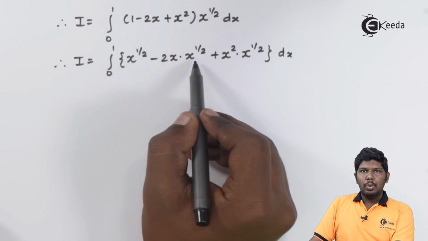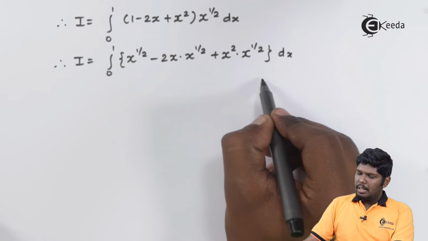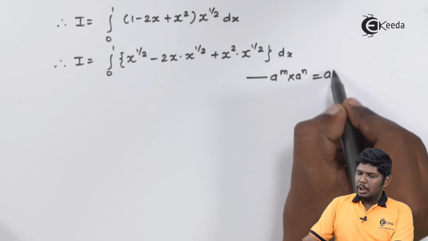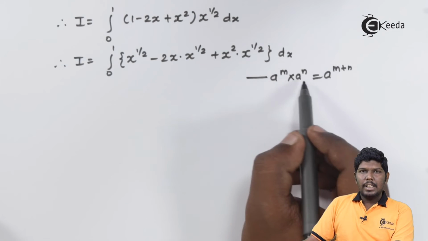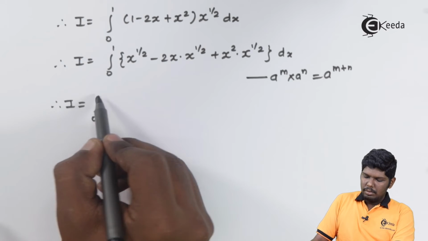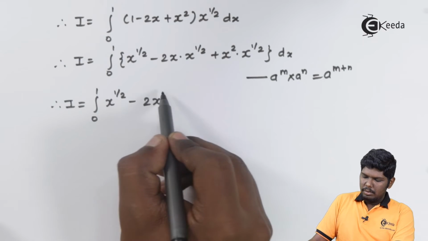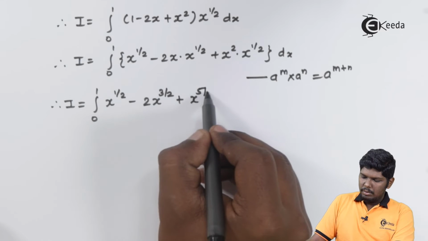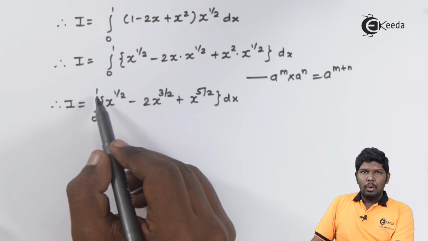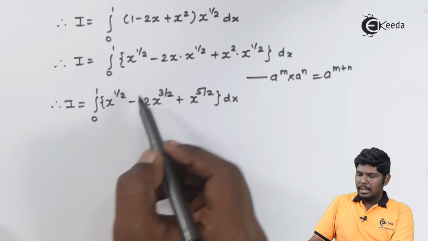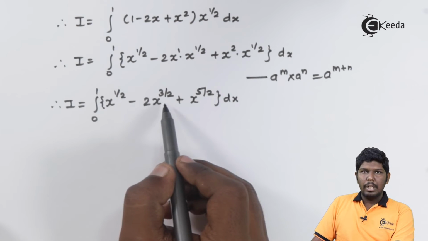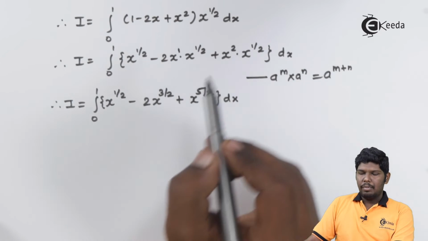Now, to solve these two terms, we can use the property a raised to m into a raised to n will give you a raised to m plus n. If the base are same, the powers will be added. Therefore, I will be equal to integral 0 to 1 x raised to half minus, here the power of x is 1, therefore 1 plus half will give you 3 by 2 and 2 plus half will give you 5 by 2.